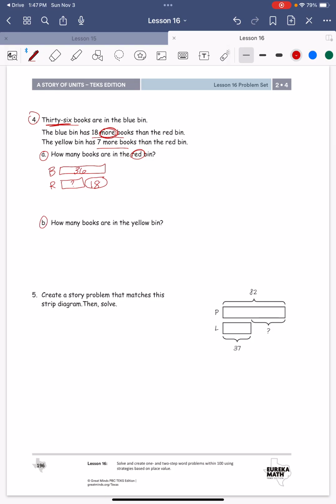So that looks like a number bond. When I know that I have a whole and a part, I subtract. So 36 minus 18, I'm just going to use the algorithm. I cannot take away 8 from 6, so I need to decompose a 10. So I'm left with 2 tens and 16 ones. 16 minus 8 is 8. 2 minus 1 is 1. So the red bin has 18 books.